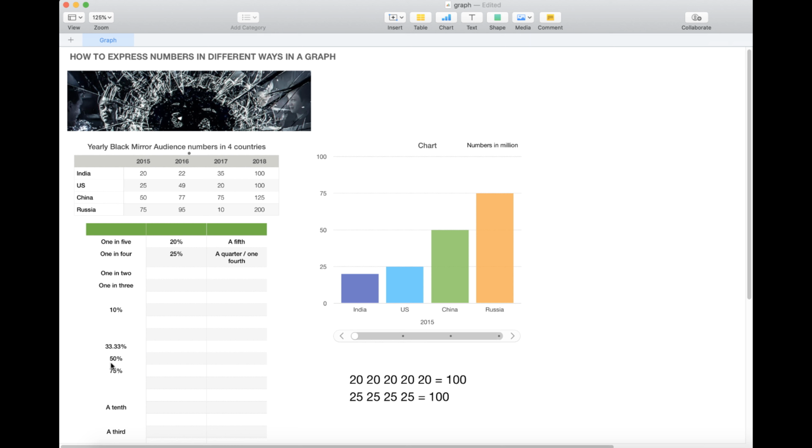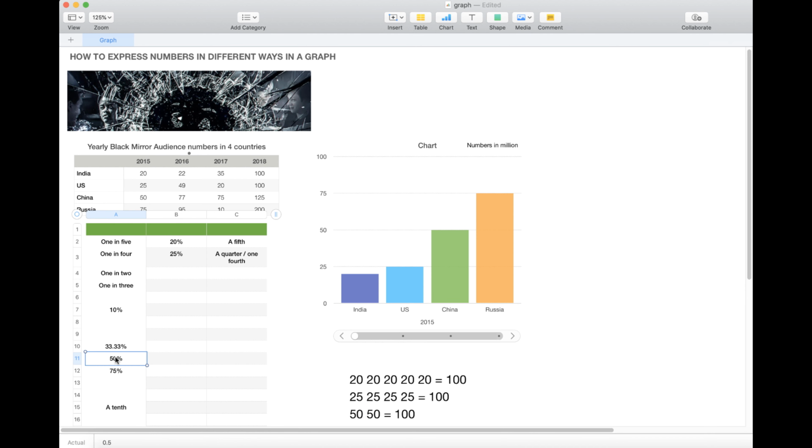1 in 2. That's easy. That would just be 50. 50 equals 100. That's one part in 2, right? So for example, in China, we've got 50 here. That means 1 in 2 people watch the show. So let's take 50%, put it here. It's the same thing. Or you could say half. It's the exact same thing.